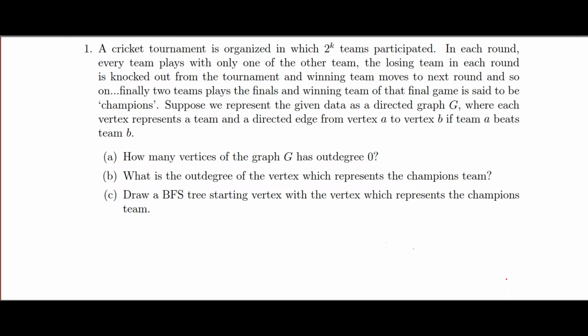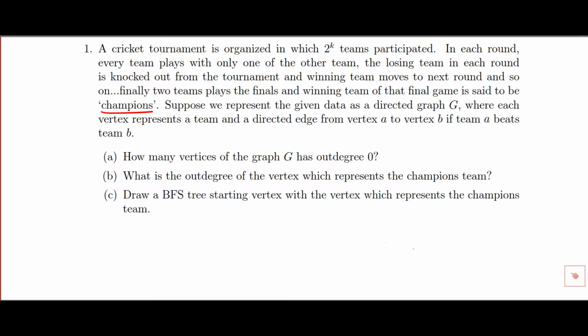Hello everyone. Today let us solve a few tutorial questions based on graph theory. A cricket tournament is organized in which 2^k teams participated. In each round, every team plays with only one of the other teams. The losing team in each round is knocked out from the tournament and the winning team moves to the next round, and so on. Finally, two teams play the finals and the winning team of that final game is said to be champions.